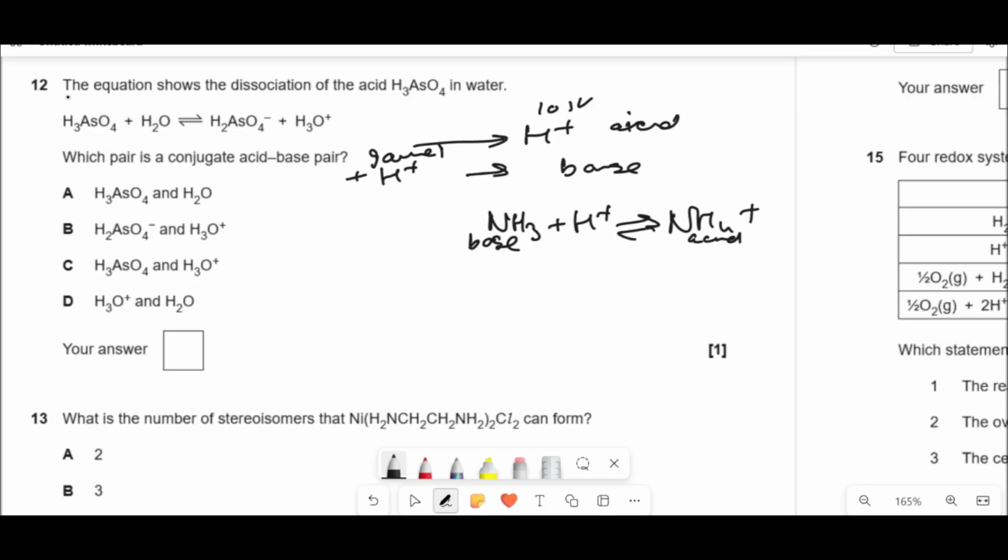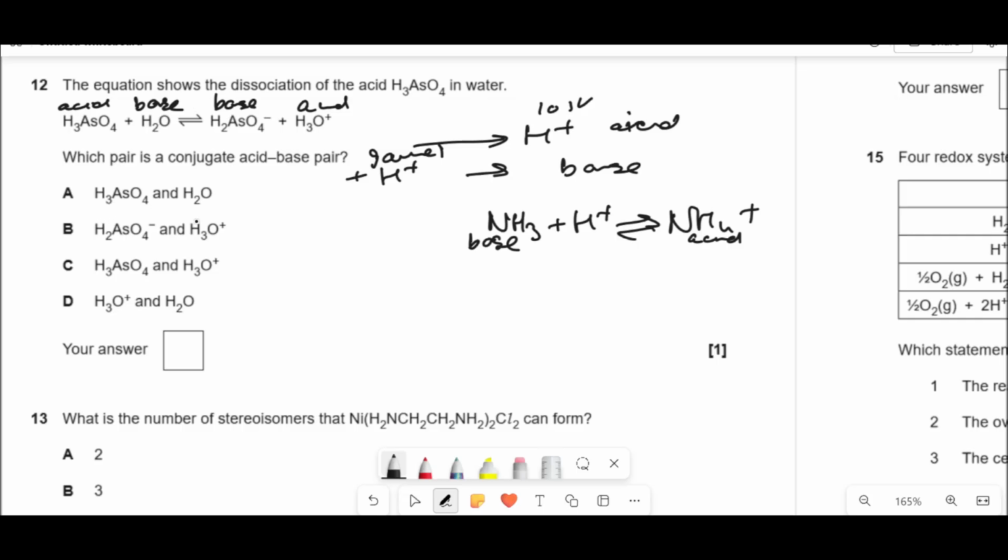So here, H3AsO4 to this, this has to be an acid because it has lost an H+ to become that. This can gain an H+ to become this again, so that's going to be a base. And then here, that's gained an H+, this has lost one, so that's going to be your other acid, and that's going to be a base. So whichever one fits with this is the answer.